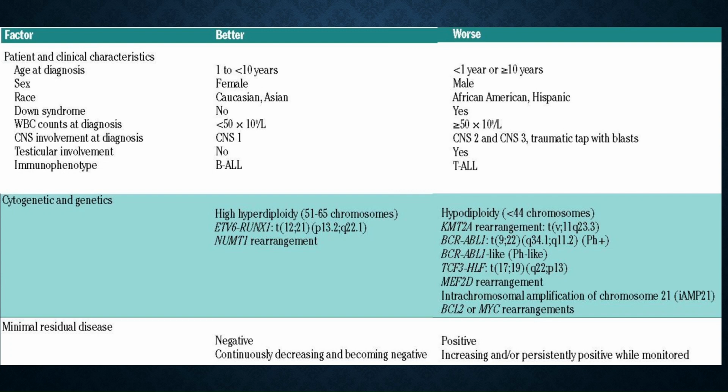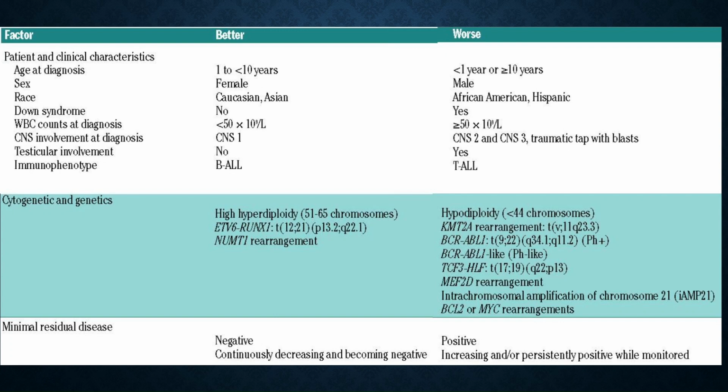If the age is less than 1 year or more than 10 years, if the gender is male, race is African American or Hispanic, if the Down syndrome and testicular involvement are present, if WBC count at diagnosis is more than 50,000 per microliter, and CNS involvement is present at diagnosis with traumatic tap with blasts, and immunophenotype is TALL, then this all represents the worse prognosis.